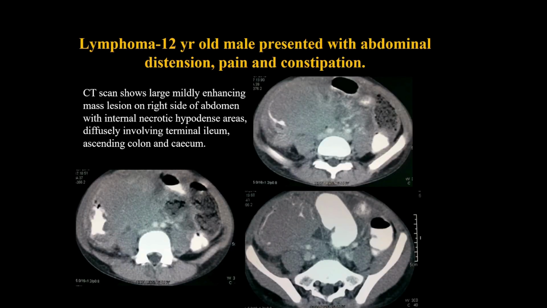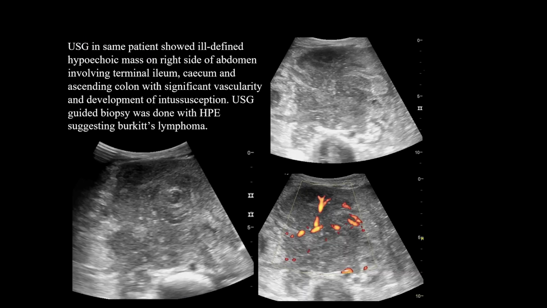This was a case of a 12-year-old male presenting with abdominal distension, pain, and constipation. CT scan shows a mildly enhancing mass lesion on the right side of the abdomen with internal necrotic hyperdense areas, diffusely involving the terminal ileum, ascending colon, and cecum. USG shows an ill-defined hypoechoic mass on the right side of the abdomen involving the terminal ileum, cecum, and colon, with significant vascularity and development of intussusception. USG-guided biopsy was done, and histopathological correlation suggested Burkitt lymphoma.